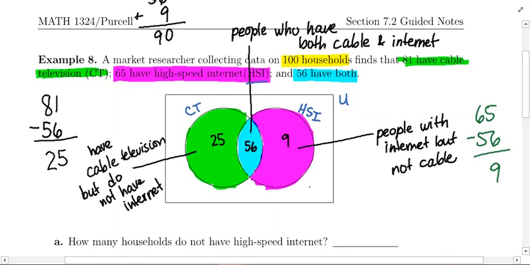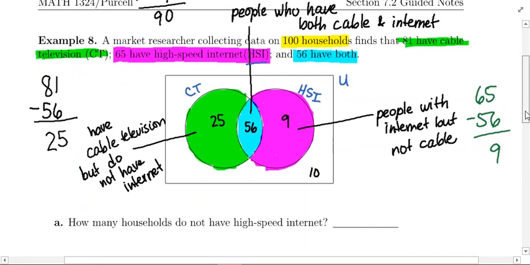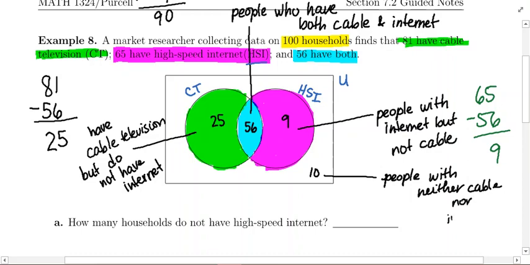Okay, they don't fall in either circle, otherwise they would have been accounted for. So that means they're going to go outside both circles. Okay, so that tells us these 10 households do not fall in the circle. These are going to be the, I keep writing people, but I mean households, these are going to be the households with neither cable nor internet.